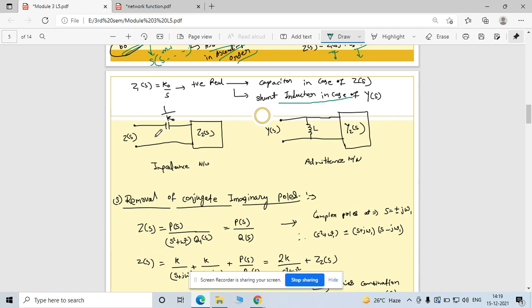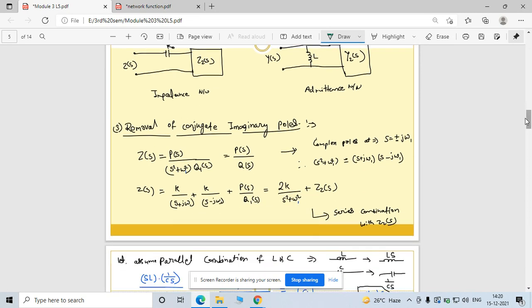Now see how to draw that circuit. See here, in case of the impedance function, this Z1(s) is nothing but your 1 by k naught, right? 1 by k naught represents your capacitor. And here, sorry, in case of this admittance function, this represents your shunt inductor, okay. So this circuit you will get when you remove the pole at the origin, okay.